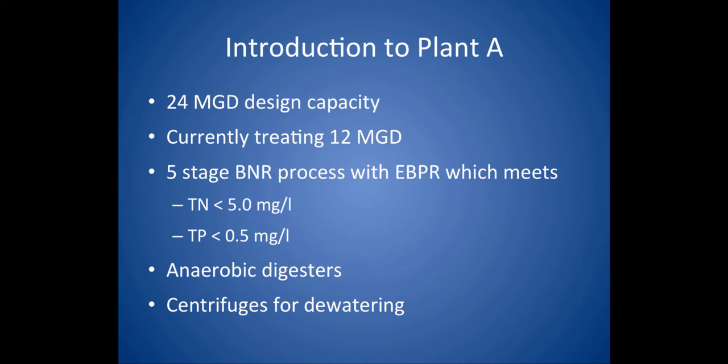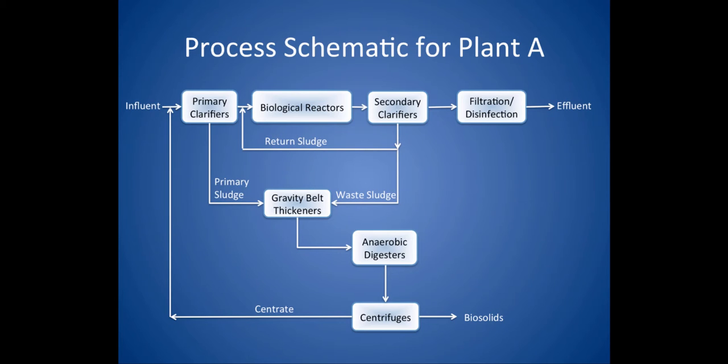The plant receives mostly domestic waste. It is designed to treat 24 million gallons per day, and the current average daily influent flow is 12 million gallons per day. The 5-stage modified Bardenpho BNR process is designed to meet the plant's effluent permit limits of less than 5 milligrams per liter of total nitrogen and less than 0.5 milligrams per liter of total phosphorus. This is the overall plant schematic for Plant A.